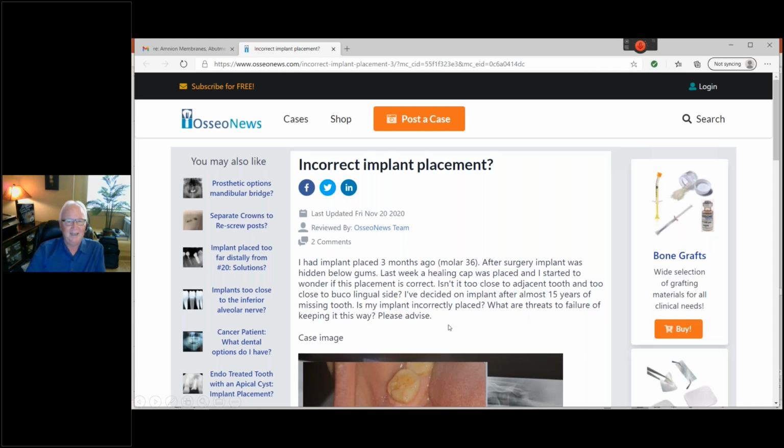Okay. Now here's another. I go, like I said, to Osteo News quite a bit. This one says I had an implant placed. This is the patient now. I had an implant placed 3 months ago. It was hidden below the gums. Last week, the cap was placed, and I started to wonder if the placement was correct. Isn't it too close to the adjacent tooth? And then he had some dental lingo that he picked up on, the buccolingual side. I've decided on an implant after 15 years of missing this tooth.